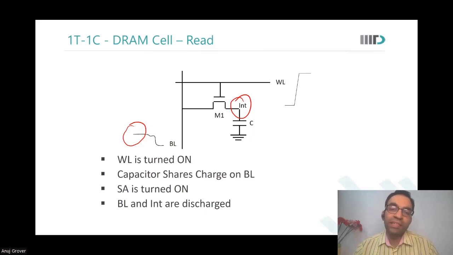Precharging it to full VDD, what can happen is that even if INT has gone to some lower voltage because of charge leakage or whatever, the bit line may end up discharging a bit. That can be a problem for you. You might end up reading that as a 0 instead of a 1.